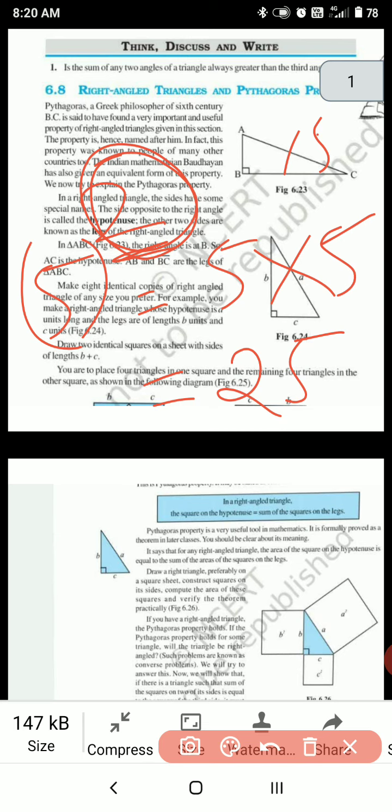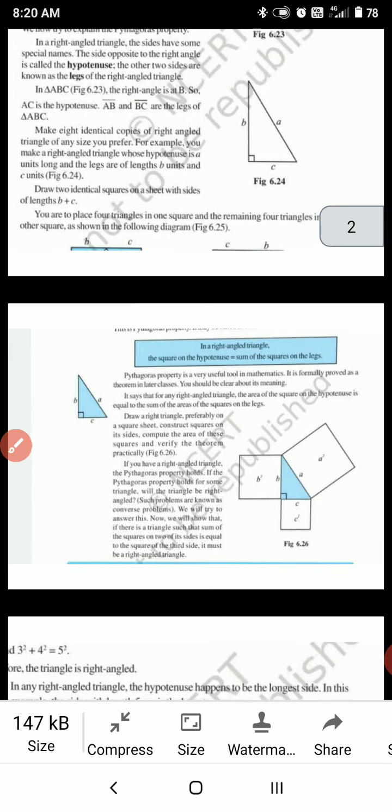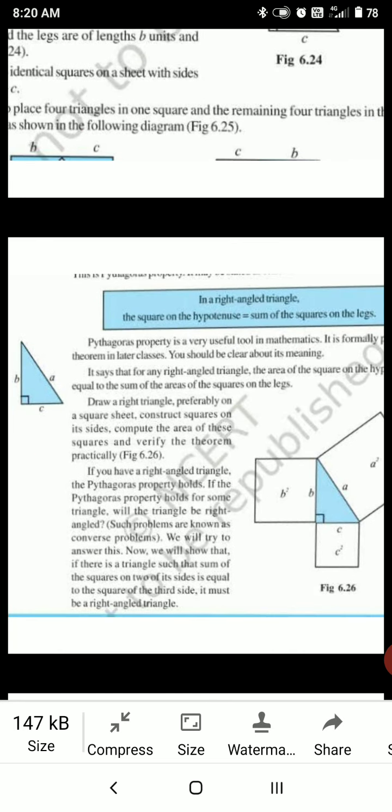So all of you understood that in a right angle triangle, the square on the hypotenuse is equal to the sum of the squares on the legs. I explained how to solve it. And one more thing I want to explain: this Pythagoras property is always used when you have a right angle triangle. If it is not a right angle triangle, you cannot use this property.